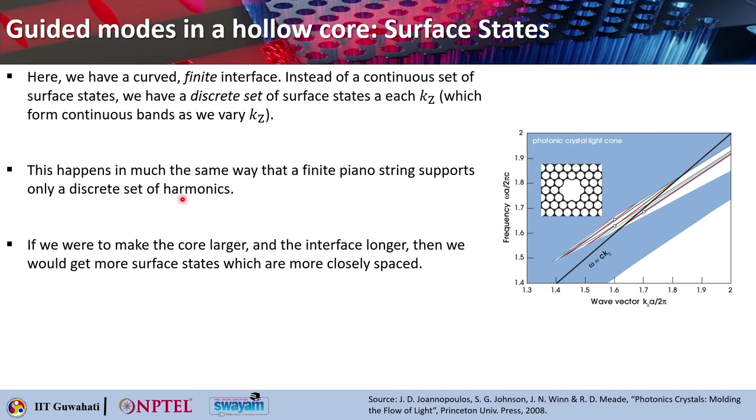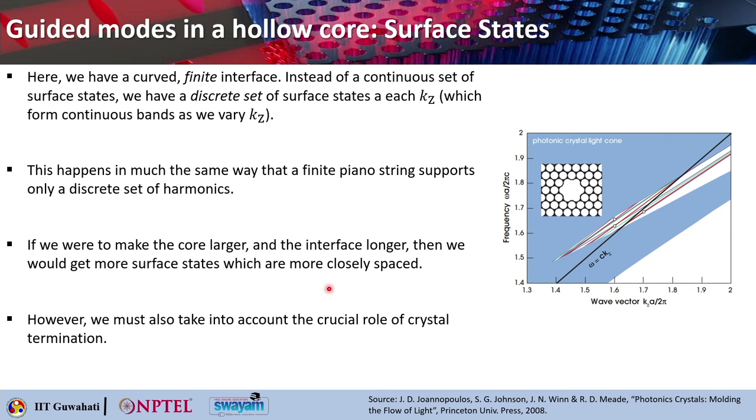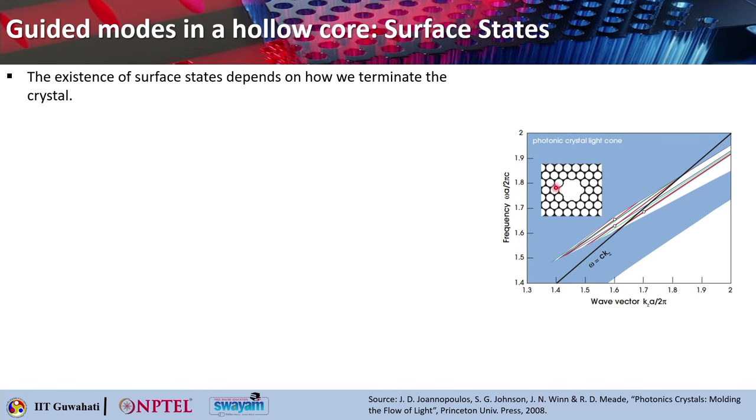If we were to make the core larger and the interface longer, then we would get more surface states, which are more closely spaced. Makes sense. However, we must also take into account the crucial role of the crystal termination. Here we consider the crystal to be infinite along x and y, but in practice it will also be terminated somewhere. So the existence of surface states depends on how we terminate the crystal.